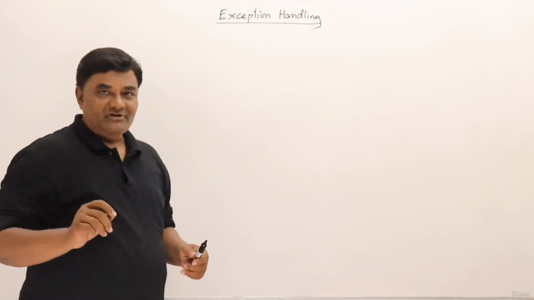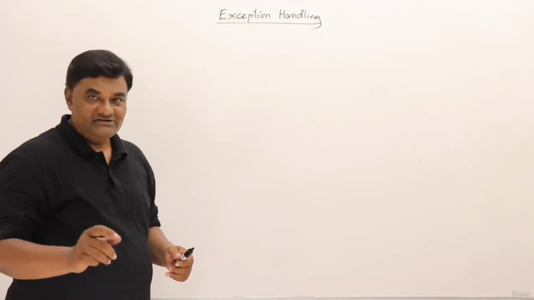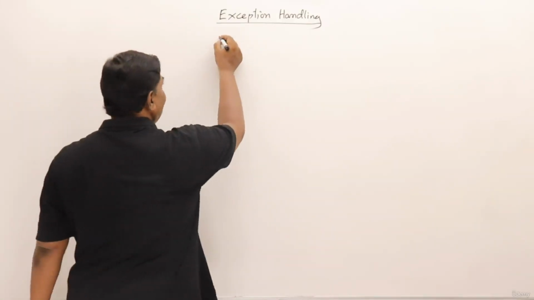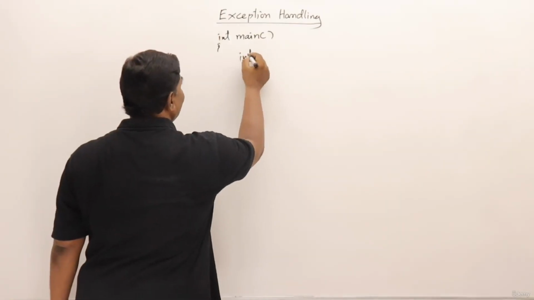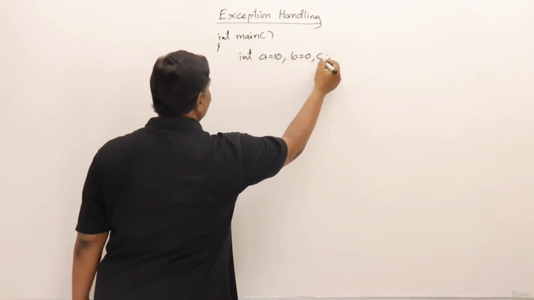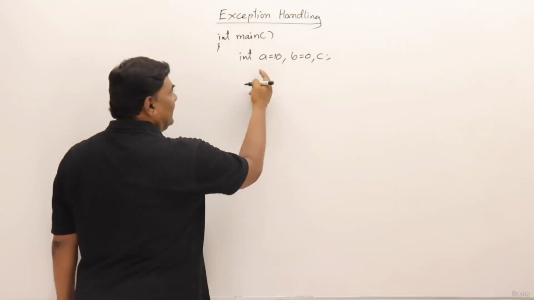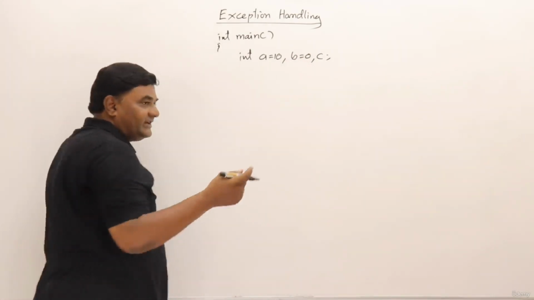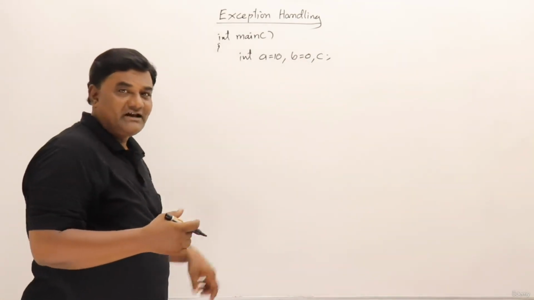Now let me write the same program using exception handling construct. See, main function. Then here I have three variables. A is 10 and B is 0 and C is also there. Then already I have taken the value 0. So I am not taking input from the user. Direct values I have given.